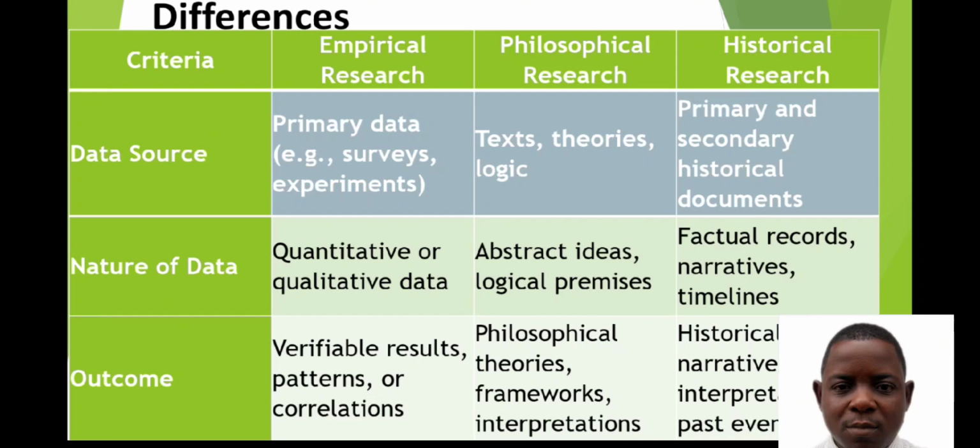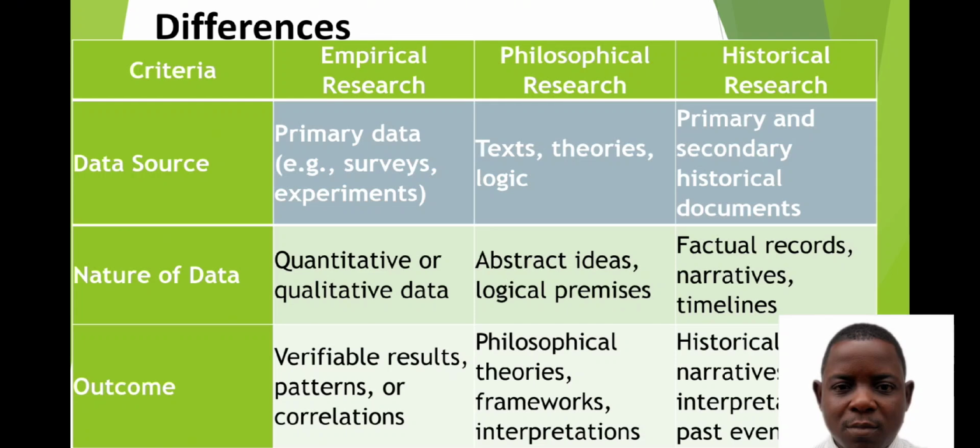Now let's look at the outcome of each of these types of research. When you are on empirical research, which is scientific research, the outcome should be verifiable results, patterns, or correlations. But for philosophical research, it should be in the area of philosophical theories, frameworks, or interpretations. Then for historical research, the outcome should be in the area of historical narratives, interpretations, or past events.